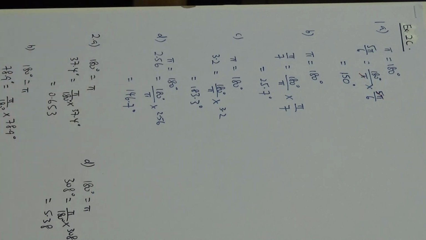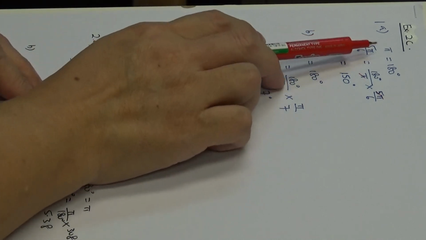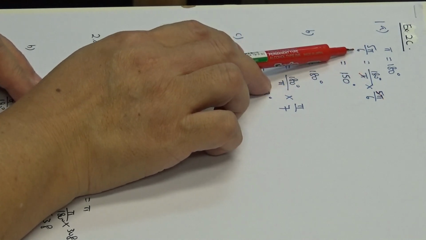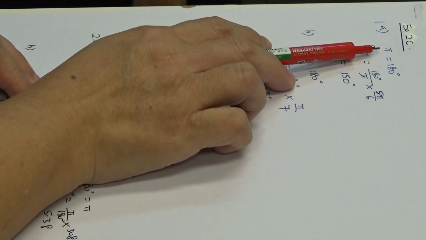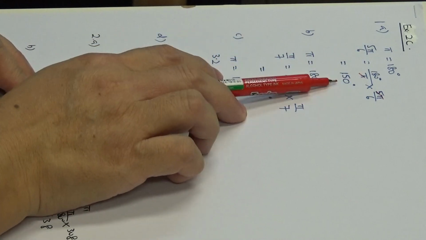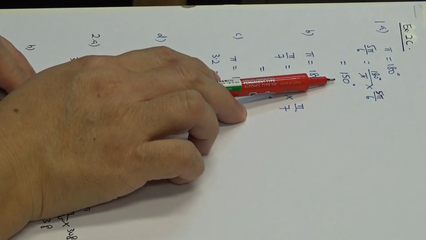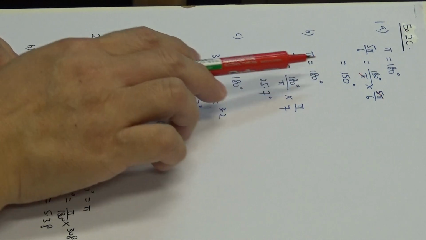Okay, let's take a look at the first one. Now, we know that pi is 180. So 5 pi over 6 will be 180 over pi times this. Remember the rule? Because this is the exact answer, we will give 150 degrees.